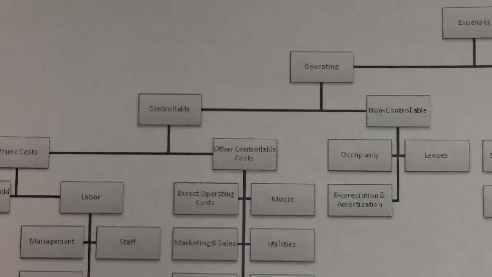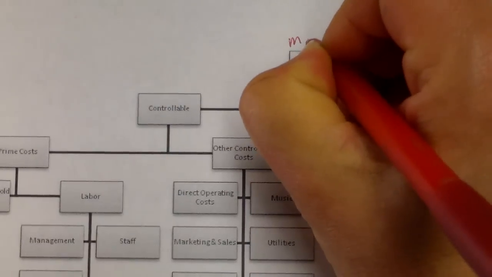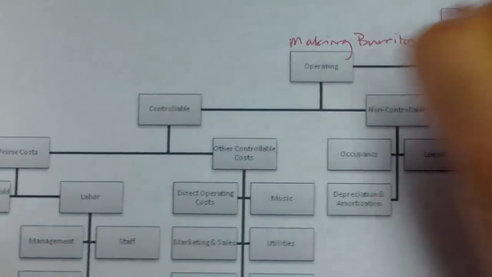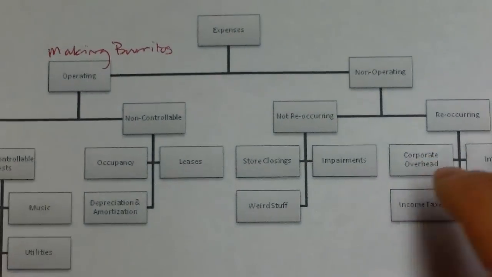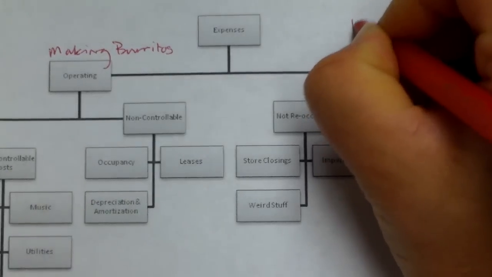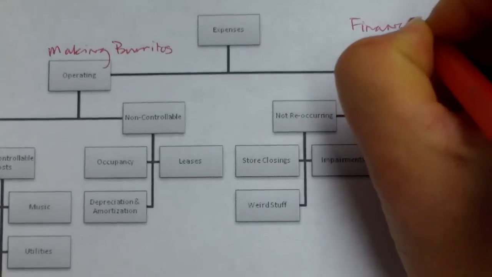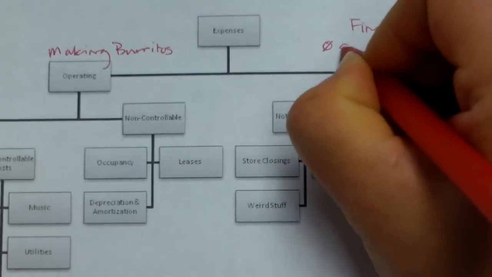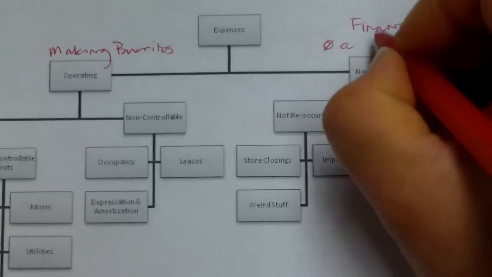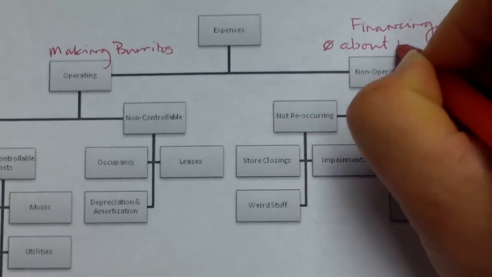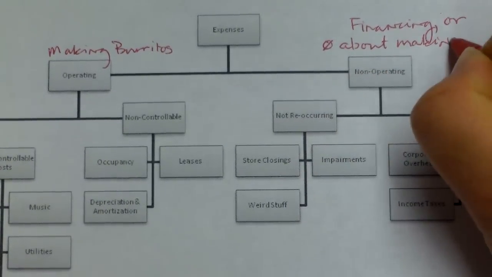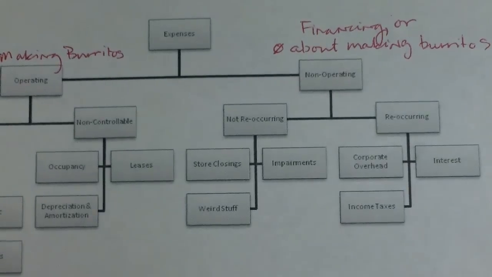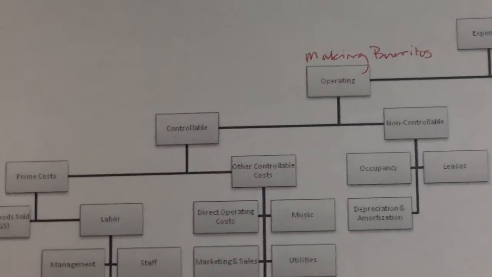Within the operating side, I'm just going to facetiously choose Chipotle again. This would be about the business of making burritos. And the non-operating stuff really is about financing, or not about making burritos. Not about making burritos.